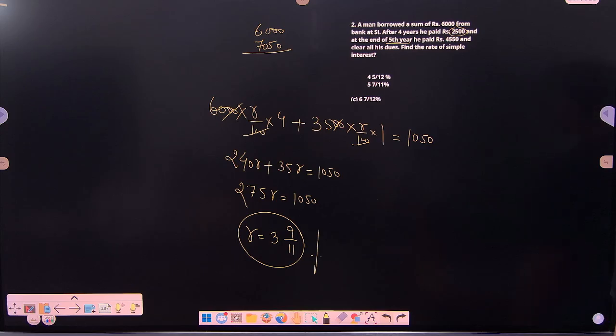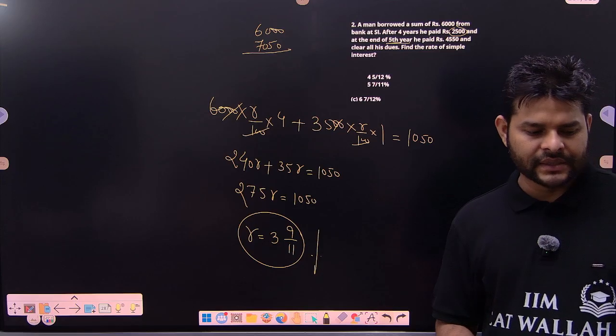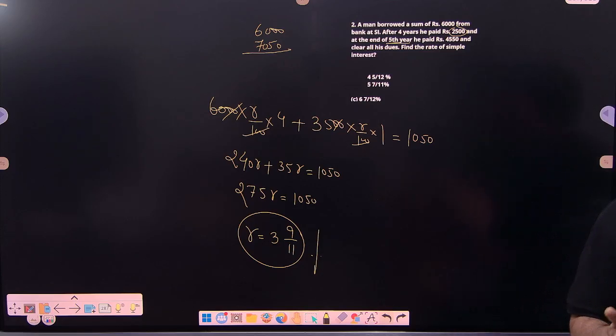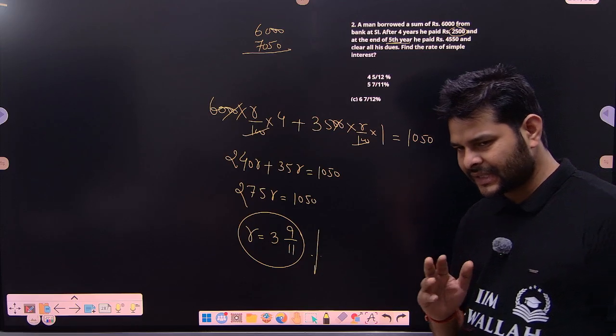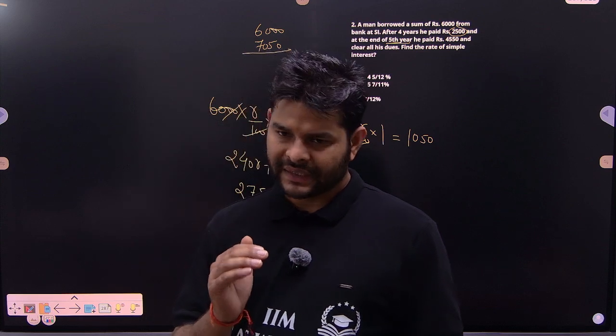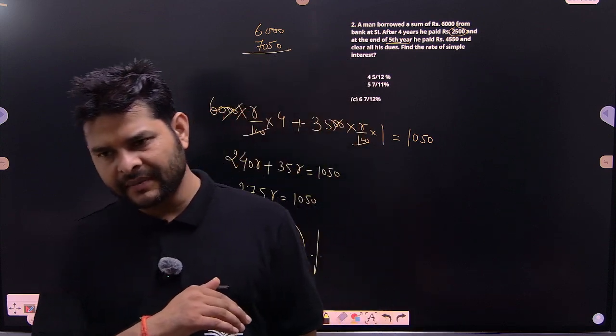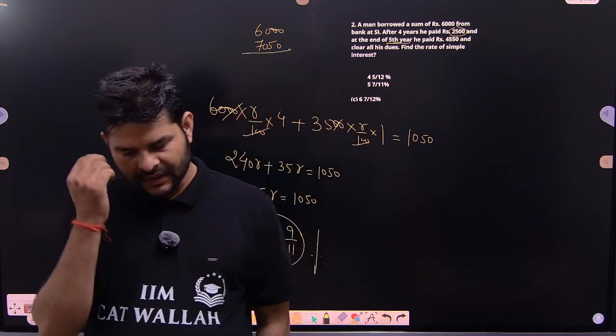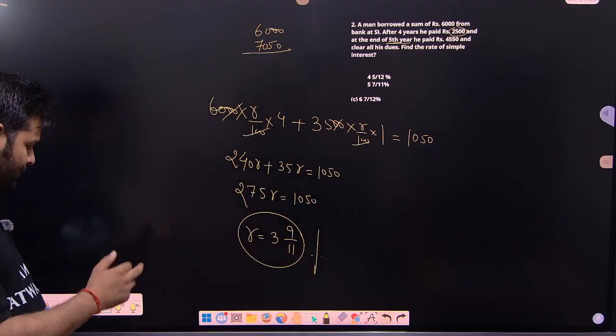Got it? Clear? So that was your second type. I think there is no difference between first and second type. The difference is in first type, the EMIs are on monthly basis, and in second type, the EMIs are on yearly basis. Now type 3, completely changed type.